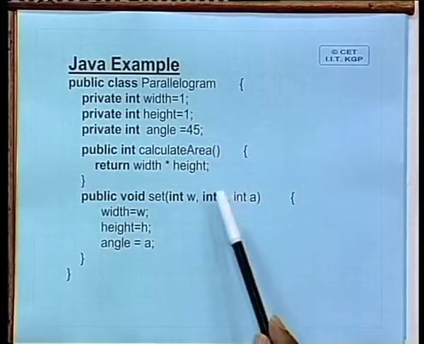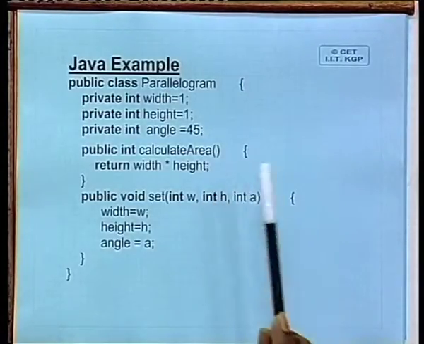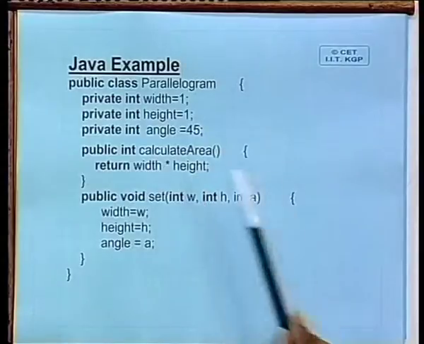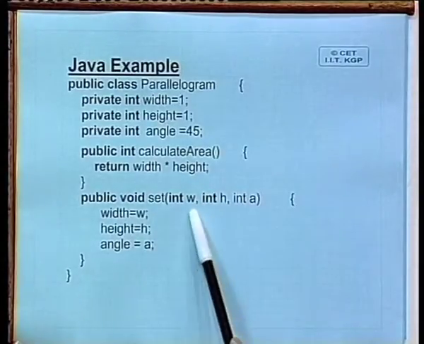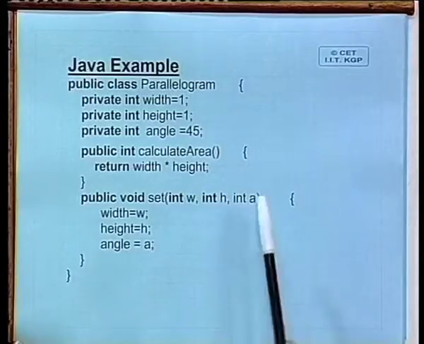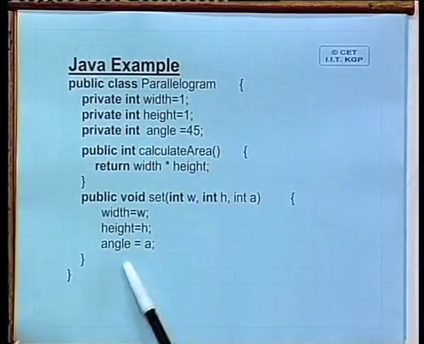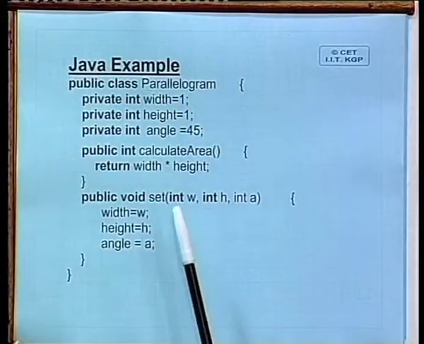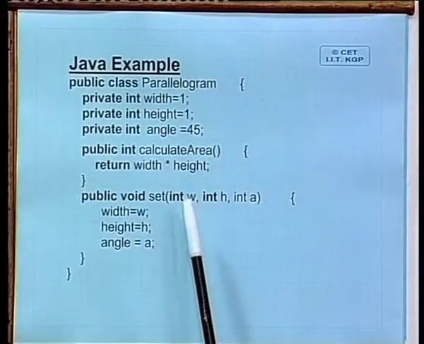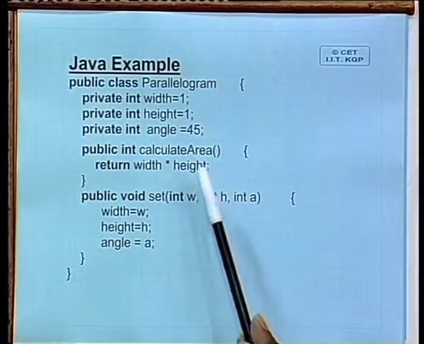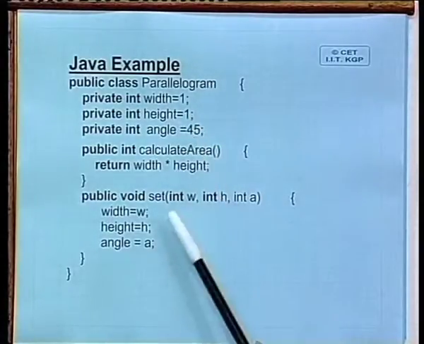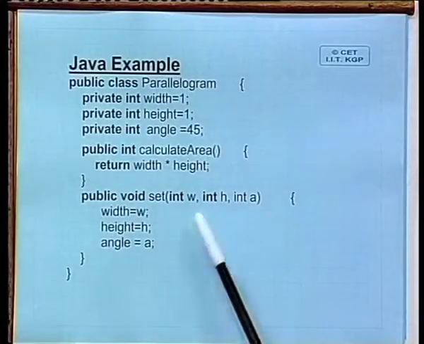Then public int calculate area, return width into height. See, it is a very surprising thing, we do not require the angle to calculate the area of a parallelogram, just width and height should be enough. Return width into height, then public void set int w, int h, int a, width equal to w, height equal to h, angle equal to a, right. So, by using the set operation, you can set any value; see, this 1, 1, 45 has been initialized, but we can use this way to set it to any value.